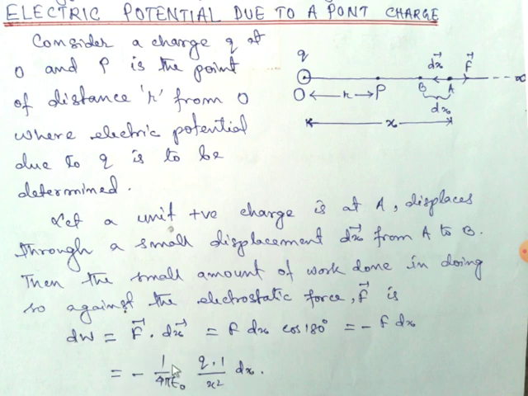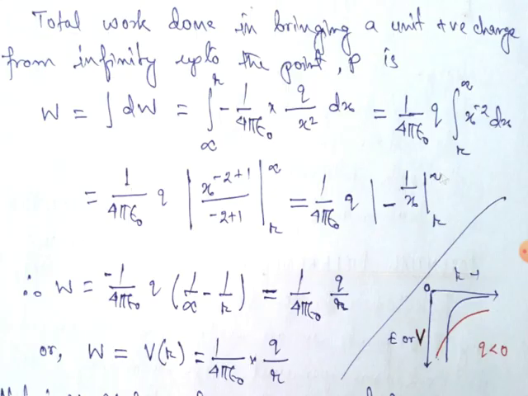This last equation. Then what happened? You need to integrate this with respect to dx from where to where? From x equal to infinity to x equal to what? R. We are not going to bring it up to x equal to 0. From x equal to infinity, you need to bring it up to x equal to R. Let's see. So this is the next work out. That total work done in bringing a unit positive charge from infinity up to that point P, you must be remembering that diagram, right? That P is what?